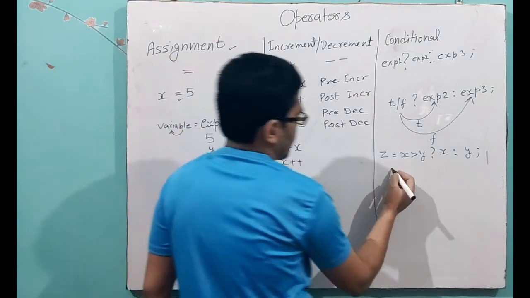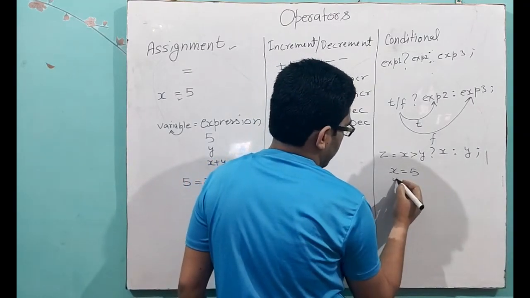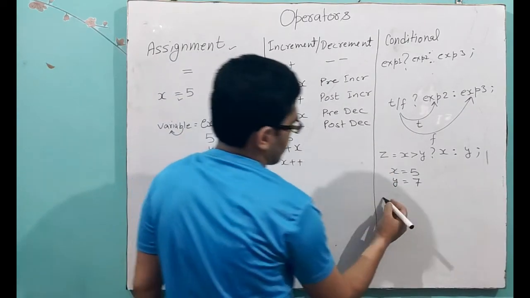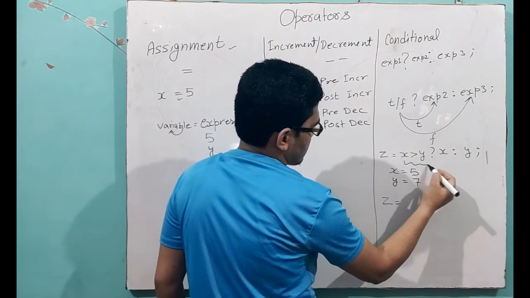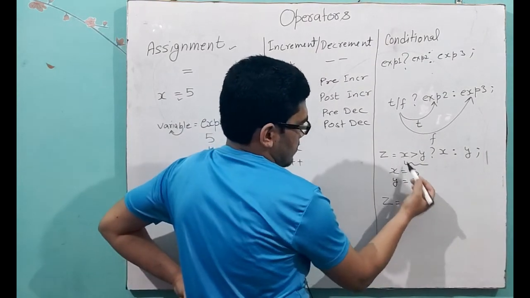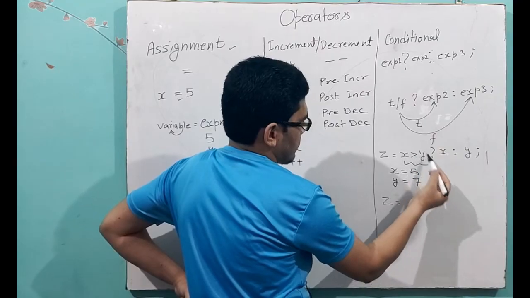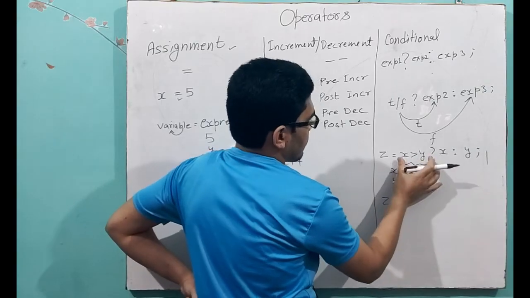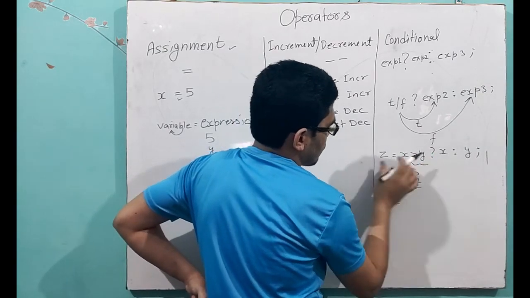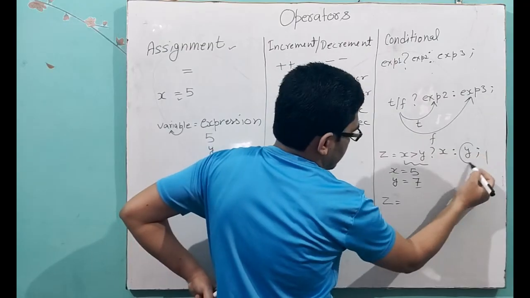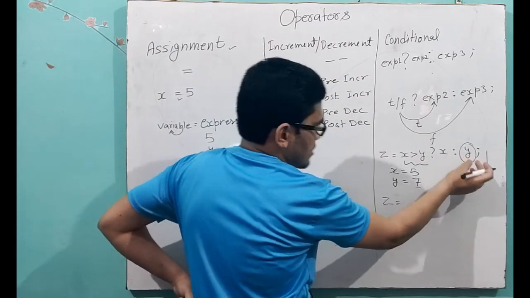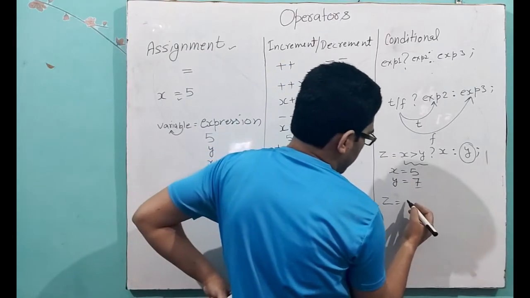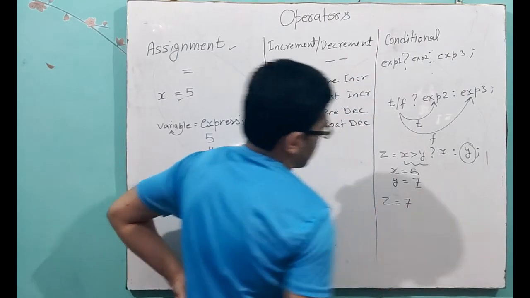Now suppose the value of x is 5 and the value of y is 7. Then what will be the value of z? See, first check whether it is true or false. x is 5. Is 5 greater than y? y is 7. No, so this is false. When this is false, expression 3 will be evaluated and its value will be stored in z. So the value of z will be 7.